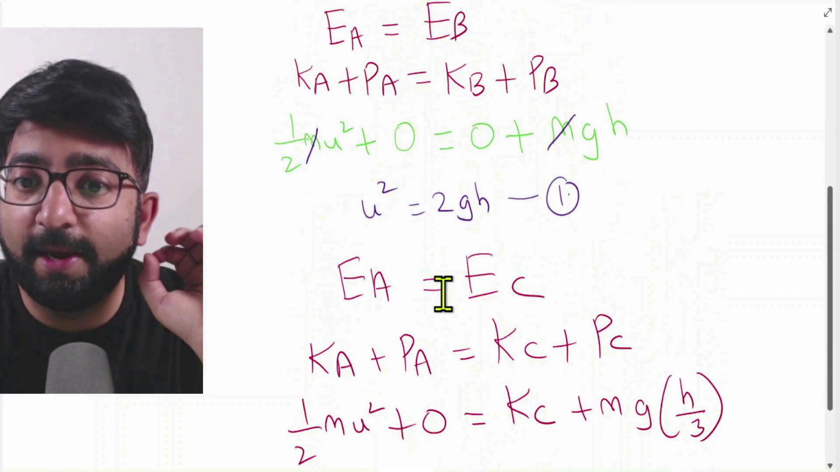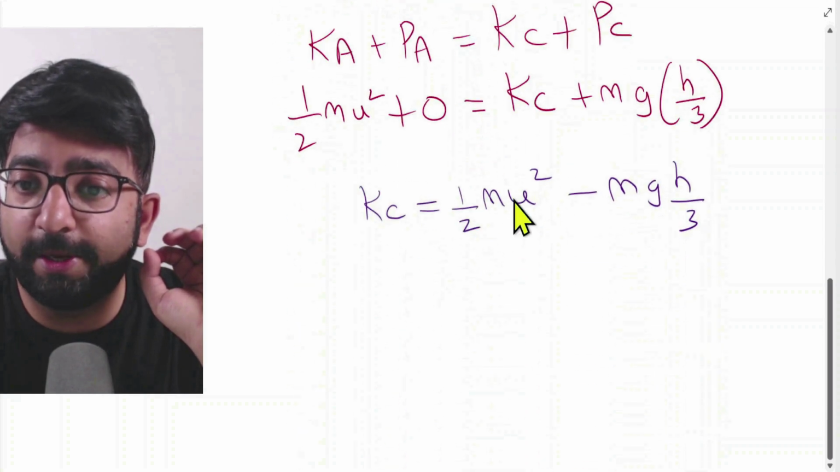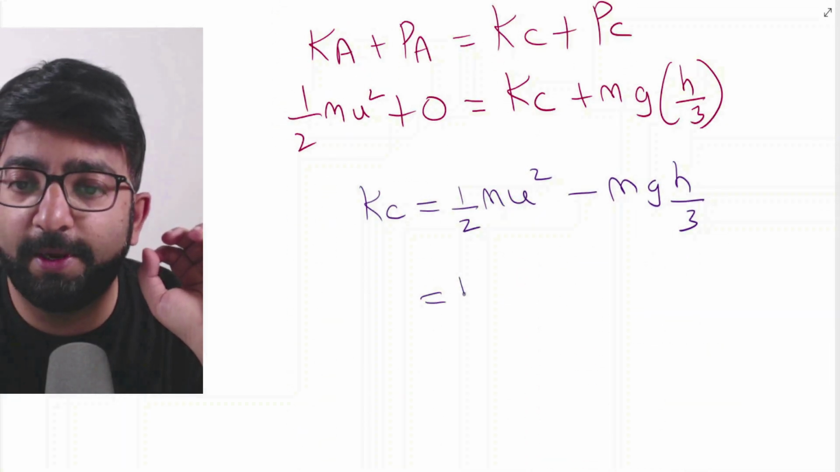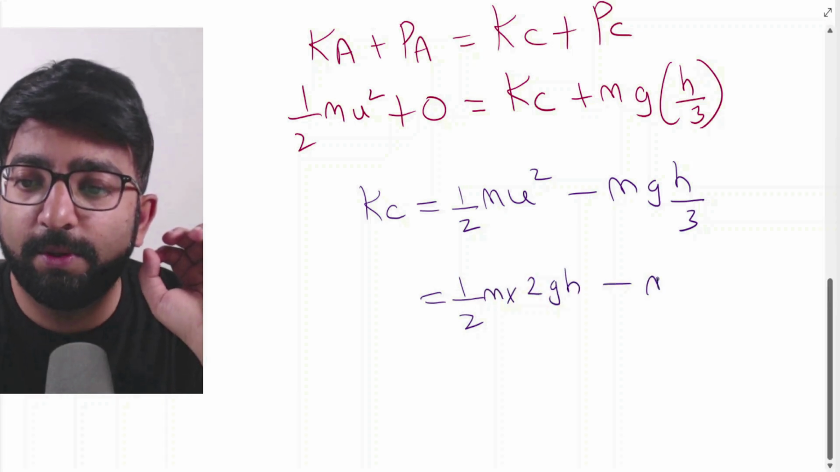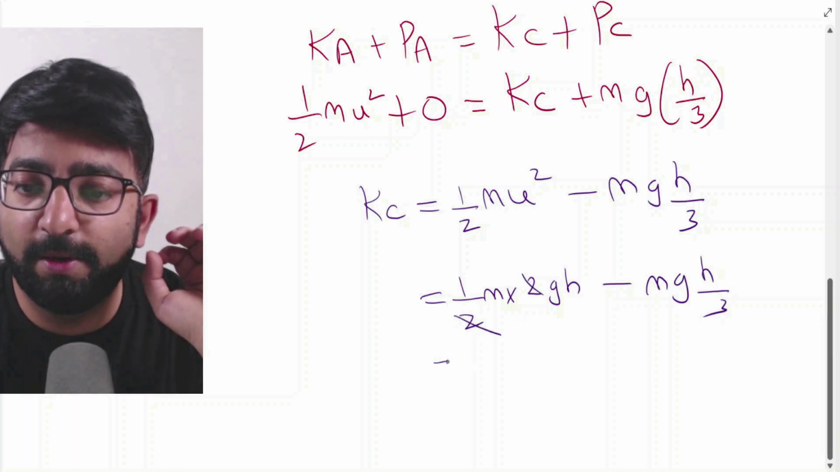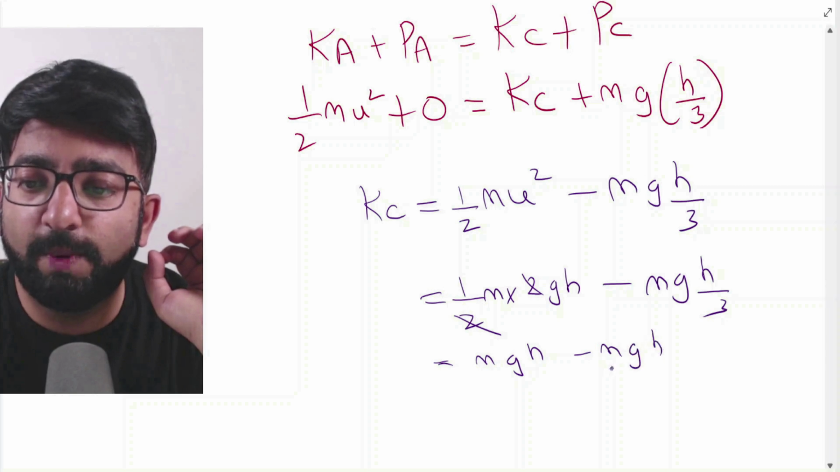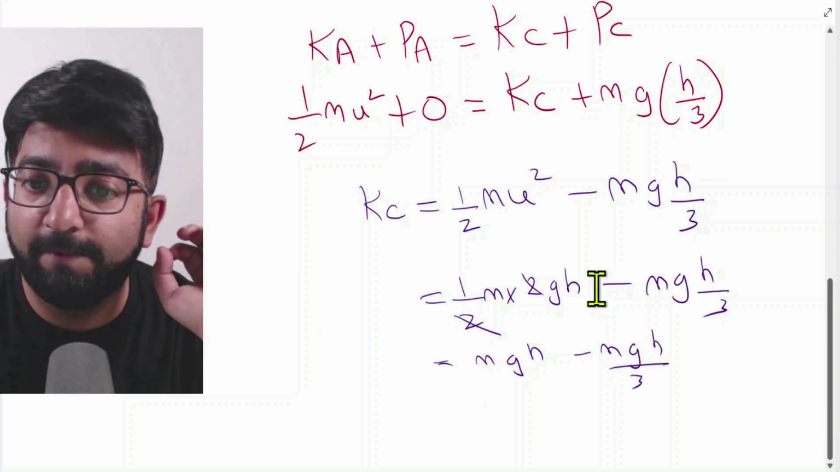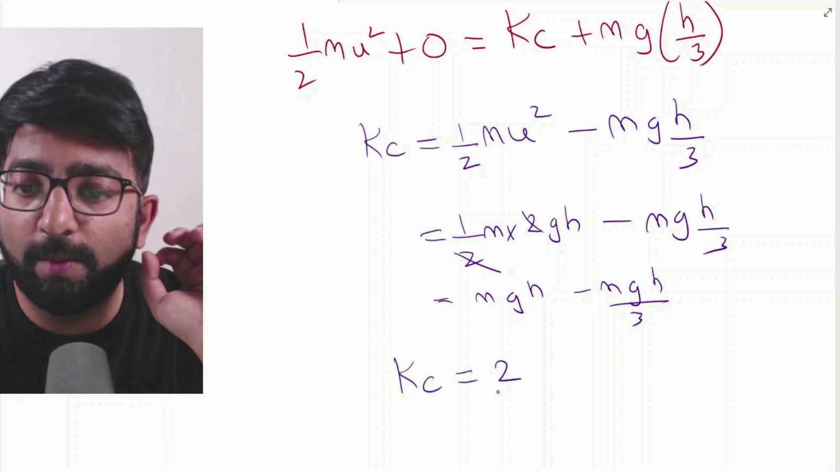Now previously we had deduced that u square was equal to 2gh. So let's put u square as 2gh in this expression. We'll get half m times 2gh. On the right hand side, we have mgh by 3. So the 2 gets cancelled out here. We will get mgh minus mgh by 3. And now if we simplify this, the expression for kinetic energy at the point C will come out as 2 by 3 mgh.